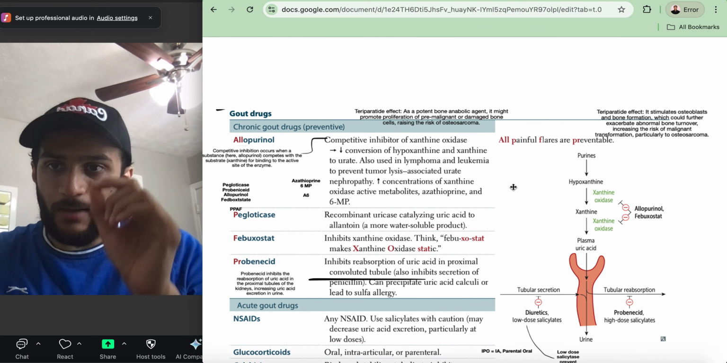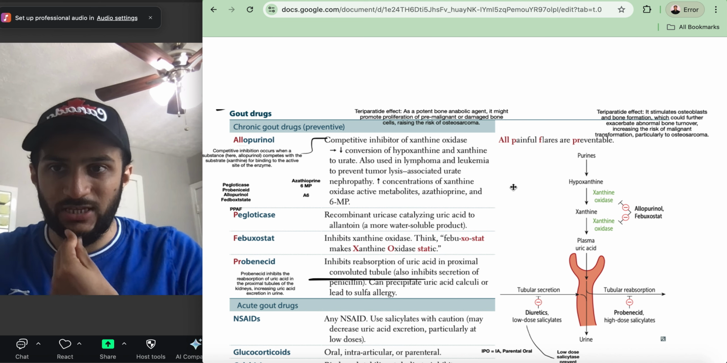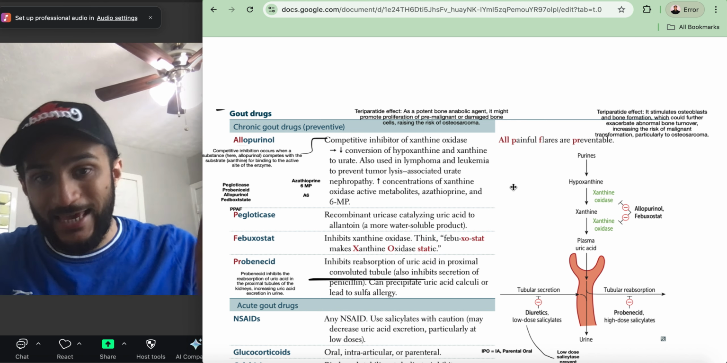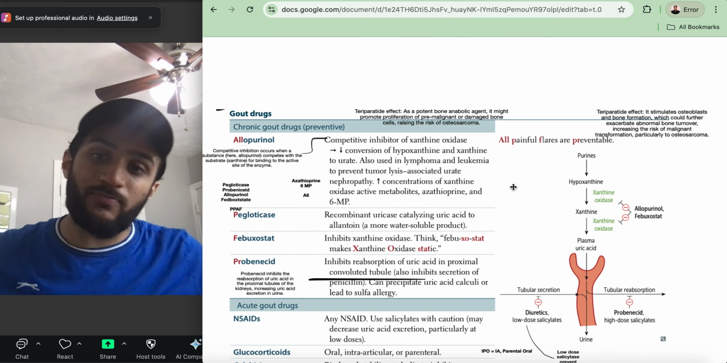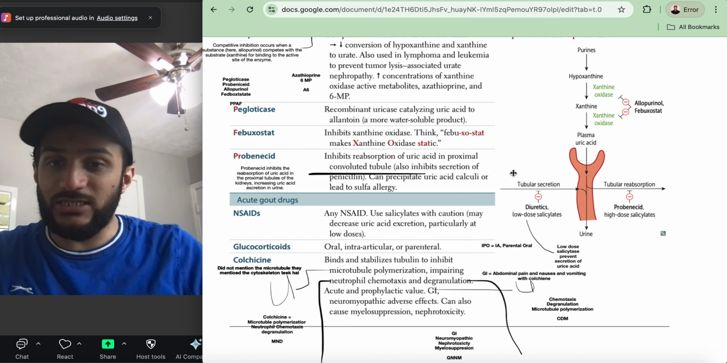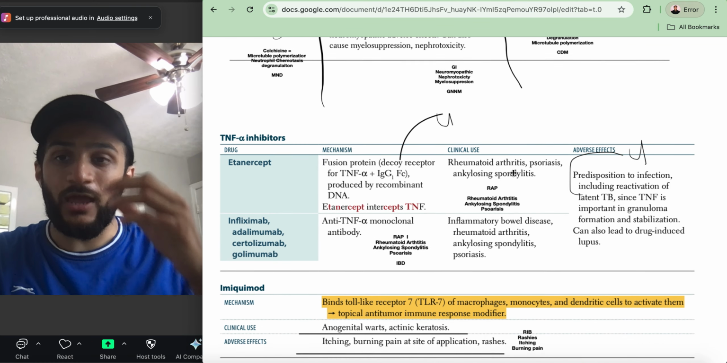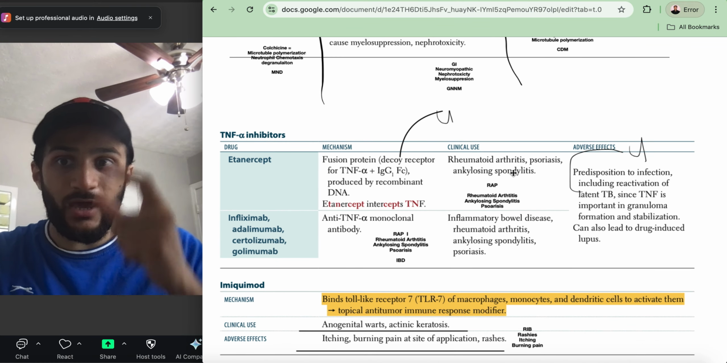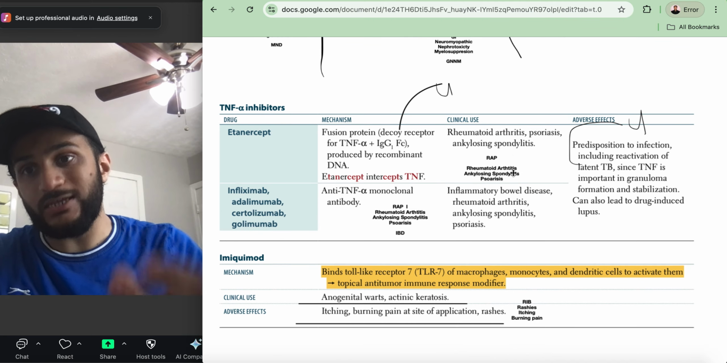Okay, guys, I'm going to make it very simple. Allopurinol and febuxostat inhibit xanthine oxidase. Pegloticase is a uricase, converts uric acid into allantoin. Probenecid prevents reabsorption. NSAIDs, glucocorticoids, and colchicine are very important for acute gout. And TNF alpha inhibitors, such as etanercept, is going to be a decoy receptor with the Fc portion. Infliximab are going to be monoclonal antibodies against TNF alpha.